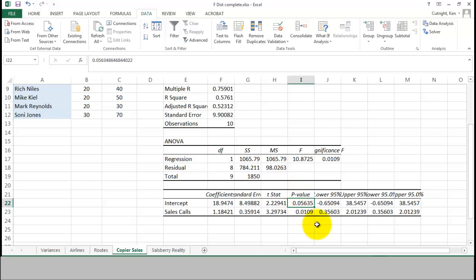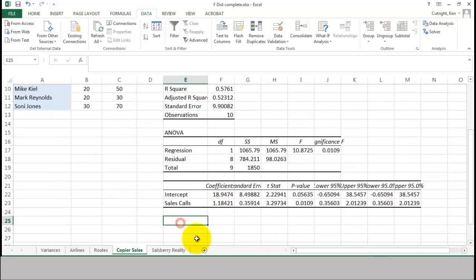Note that the p-value for the intercept is not significant at the 5% level of significance. There's some debate as to whether or not you should include the intercept if it's not significant, but most agree that you should always include the intercept. Although, as I say, there's some debate about it, but I'm going to leave it in even though it's slightly insignificant.